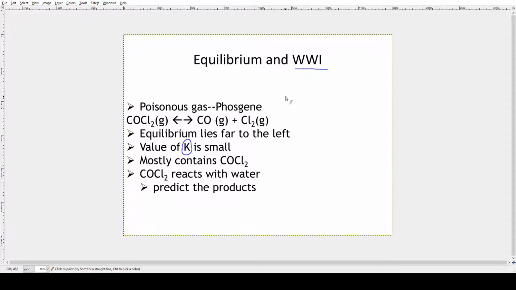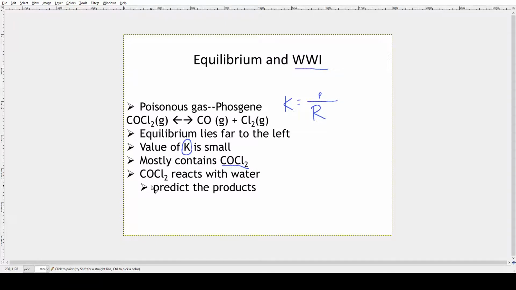So if you think about it, if you were to write out your K formula, that means we have a lot of reactants and not very many products. So that would mean that when you have phosgene floating around in the air, sure, some of it's going to become carbon monoxide and chlorine gas. However, mostly we're going to have phosgene floating around, which means that people will be breathing it in.